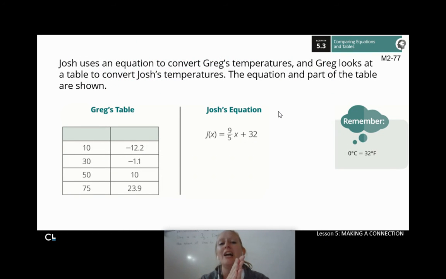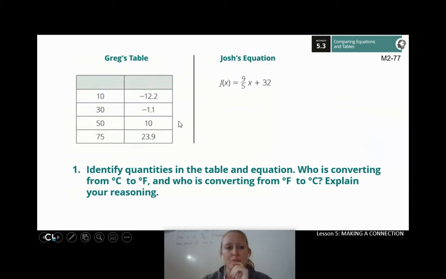So Josh uses an equation to convert Greg's temperatures, and Greg looks at a table to convert Josh's temperatures. The equation and part of the table are shown. So this is a tricky one. Identify the quantities in the table and equation. Who's converting from degrees Celsius to degrees Fahrenheit, and who's converting from degrees Fahrenheit to degrees Celsius? Explain your thinking on this.